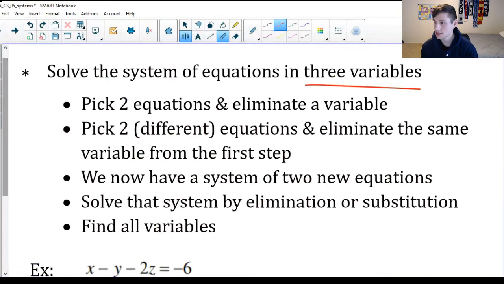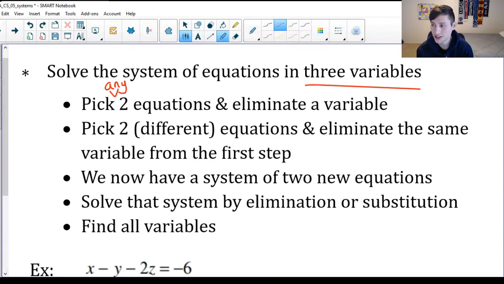Here's going to be the general process that we go through. We're going to start off by picking 2 equations. Any 2 equations. It does not matter which one we choose to start with. And we'll eliminate a variable.